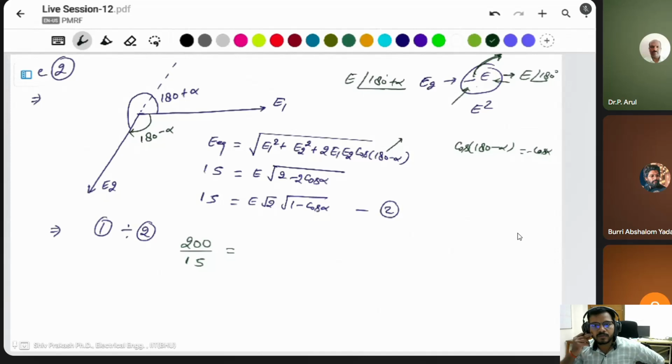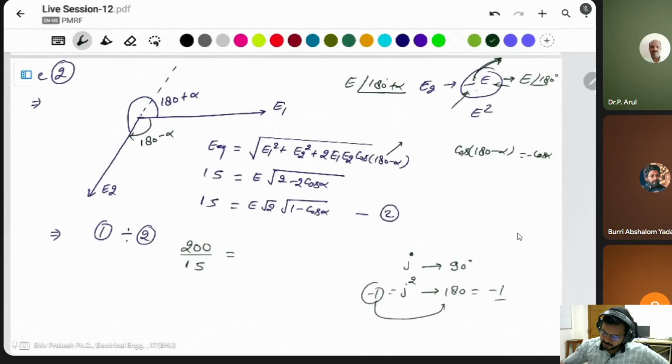But we consider the J term, right? J means angle 90 degree. Yes. But here you are saying that 180 degree minus means 180 degree. How is it possible, sir? J is 90 degree. J square is 180 degree. And J square is minus of 1. Thank you, sir. Then I understood. Minus of 1 means 180 degree.